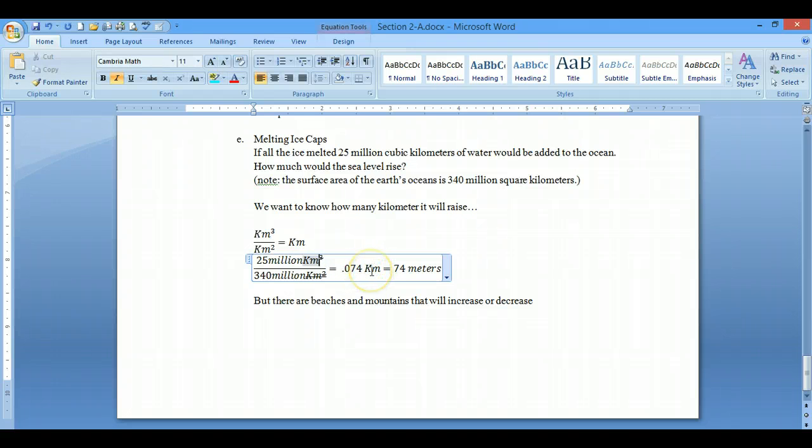Or you can change that by moving your decimal over. Kilo means 1,000, so I move it over 1, 2, 3 decimal places, and you get 74 meters. Now, of course, that's rounding, or if we didn't have beaches and mountains, and each of these will be a little different, but for our sake, it would increase 74 meters.